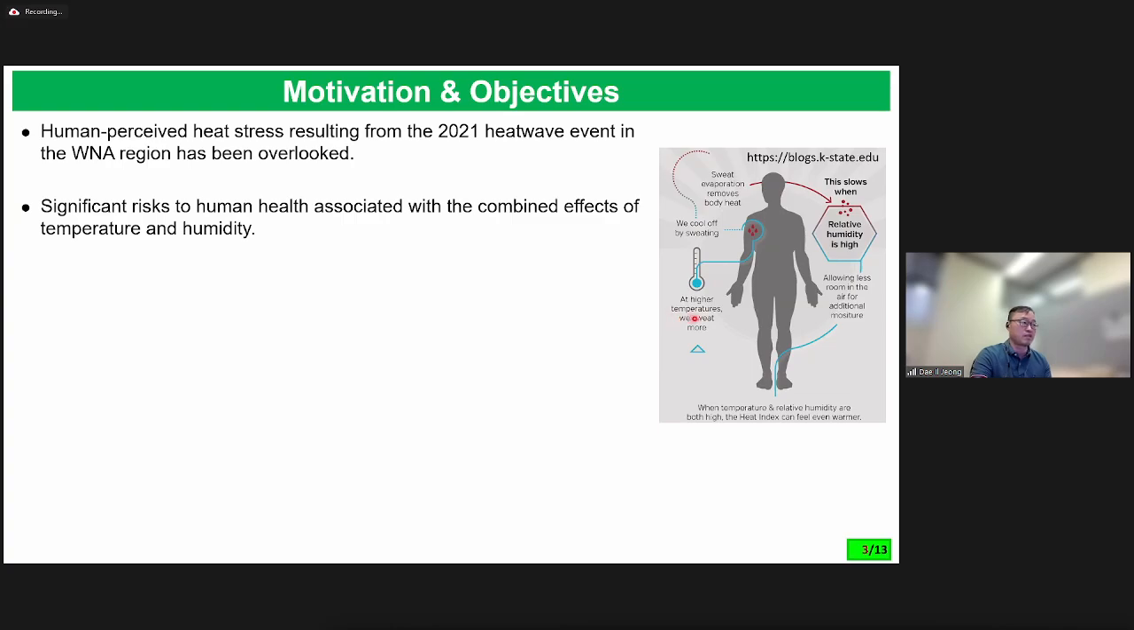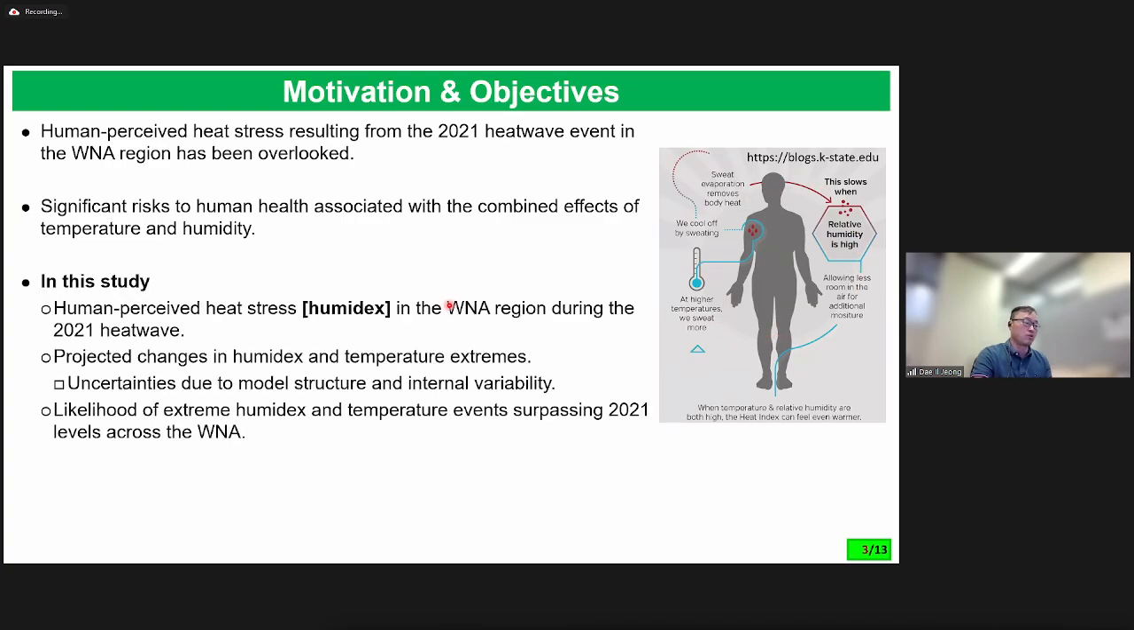But there are significant risks to human health associated with the combined impact of temperature and humidity, as shown in the cartoon. So we investigated the human perceived heat stress quantified by Humidex, which is the operational index used in Canada, in the Western North America region during the 2021 heat wave. We investigated projected changes in Humidex and temperature extremes with uncertainty due to GCM model structure and internal variability. We also evaluated the likelihood of extreme Humidex and temperature events surpassing the 2021 level across Western North America.